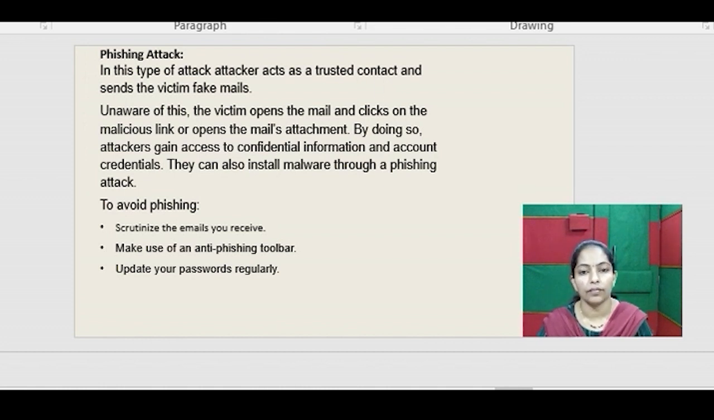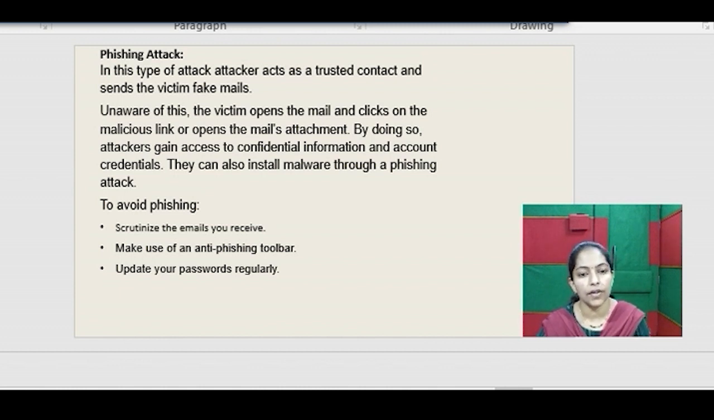Second one is the phishing attack. What is meant by phishing attack? In this type of attack, attackers act as a trusted contact and send the victims fake mails. Unaware of this, the victim opens the mail and clicks on the malicious links or opens the mail's attachment. By doing this, attackers gain access to confidential information and account credentials. They can also install malware through a phishing attack.